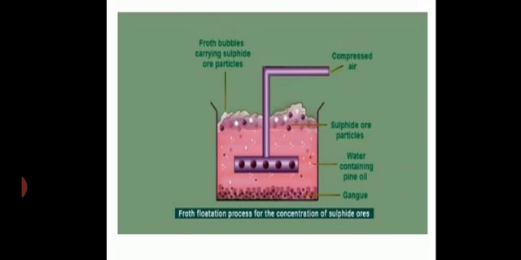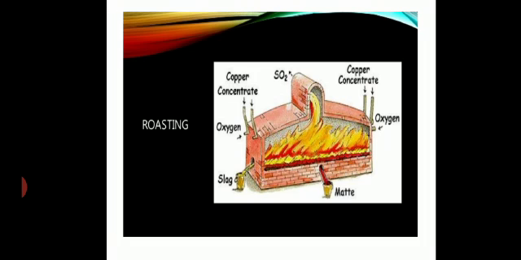On the other hand, lead sulfide does not react with NaCN. It forms a froth with the pine oil in the presence of air. Correct? That is what we do in the froth flotation process. Generally, we add stabilizers, depressants, and activators to form the froth. I hope you understood this. That is the froth flotation process, which is generally used for sulfide ores.